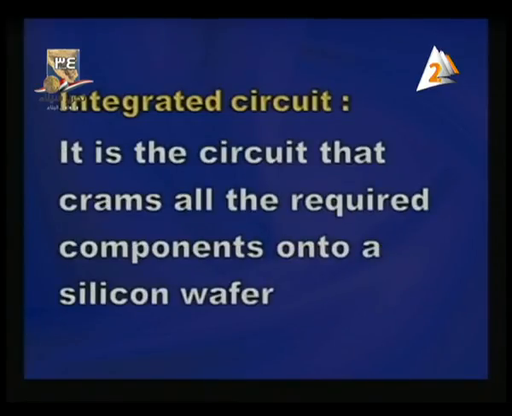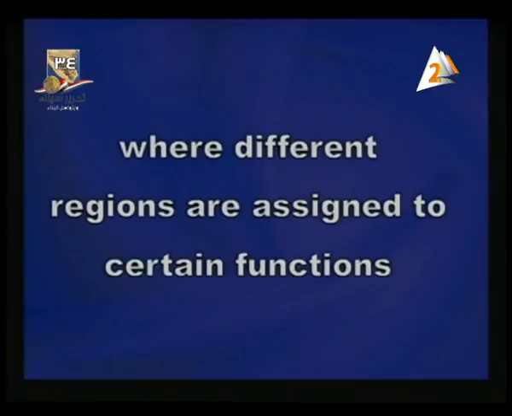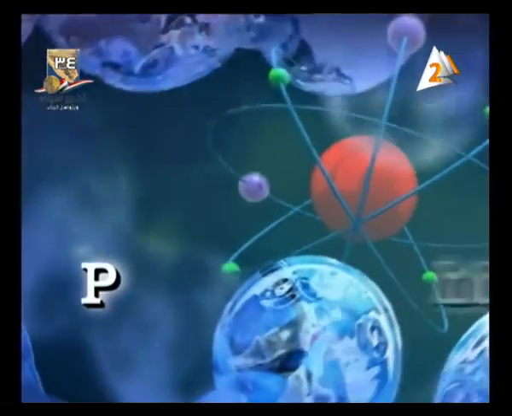The definition of the integrated circuit: it is the circuit that cramps all the required components onto a silicon wafer, where different regions are assigned to certain functions.